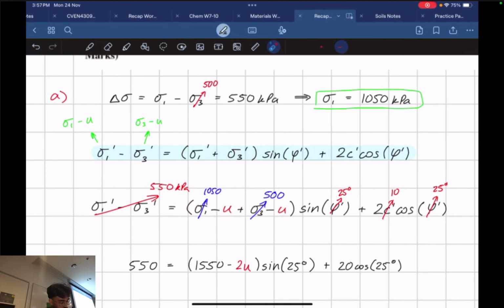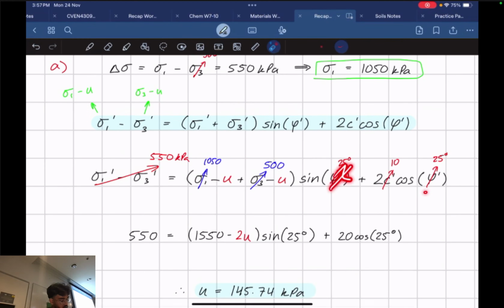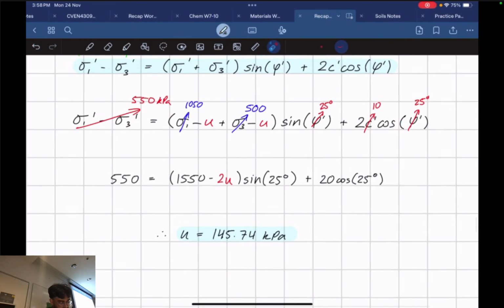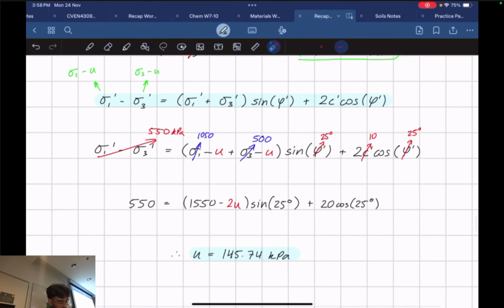That's something to note. Your friction angle, you sub it in. Your cohesion, you sub it in. Is cohesion 10? Yeah, it is. You sub it in. After doing a bit of math, you end up getting your pore water pressure to be 145.74 kPa.